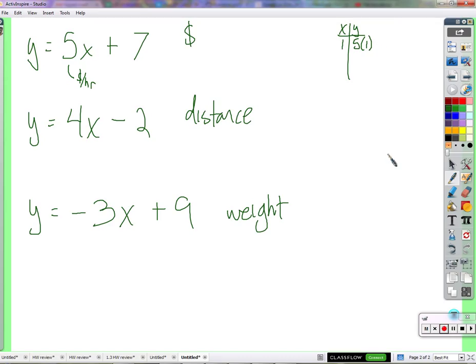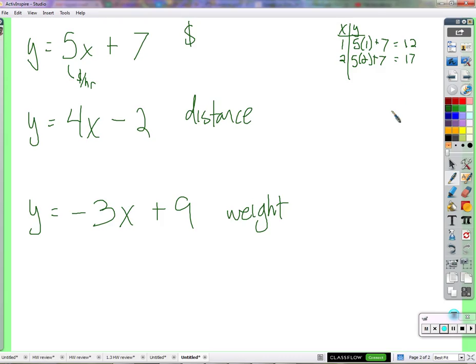Y. Can we have some more money coming? Oh, we have $7 from mom and dad. Okay, and so we have a total of $12. Okay, what about for 2 hours? How do we calculate that? 5 times 2 plus 7. 17. What do you think, Alex? Does that sound good? Yeah.